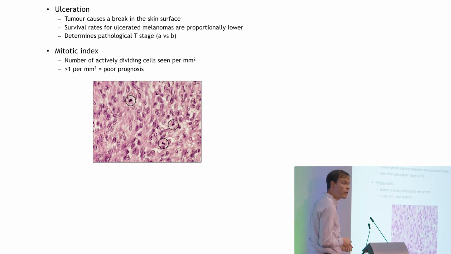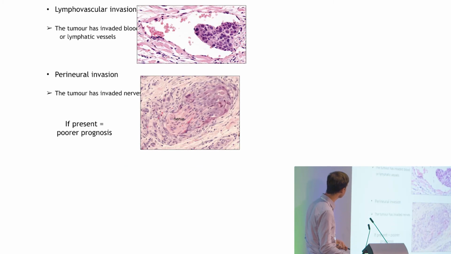The next two items we need to mention are ulceration and mitotic index. Ulceration refers to whether or not the tumour has broken the surface of the skin. And the mitotic index refers to how actively dividing the cells are within the tumour. We can recognize this by these dark black spider-appearing figures within the tumour. We count these, and the greater the number of these, the more actively dividing the tumour is, and the poorer the prognosis. The next two factors are lymphovascular invasion and perineural invasion.